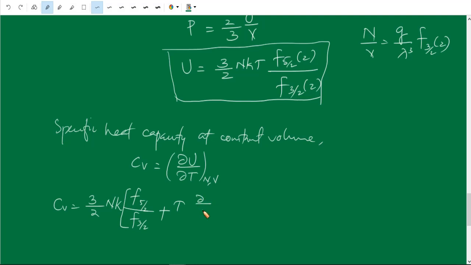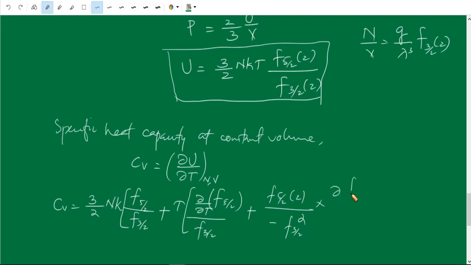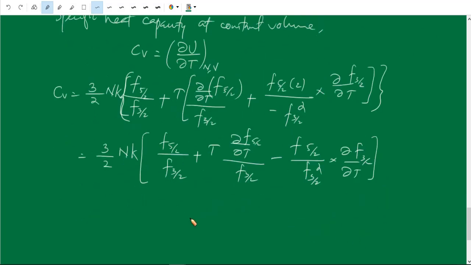dou by dou T of f5/2 divided by f3/2 plus f5/2 of z divided by, so 1 divided by f3/2 square is minus f3/2 square into dou f5/2 divided by dou f3/2 divided by dou f by dou T. So therefore we can write, now let us see what is dou f nu divided by dou T.